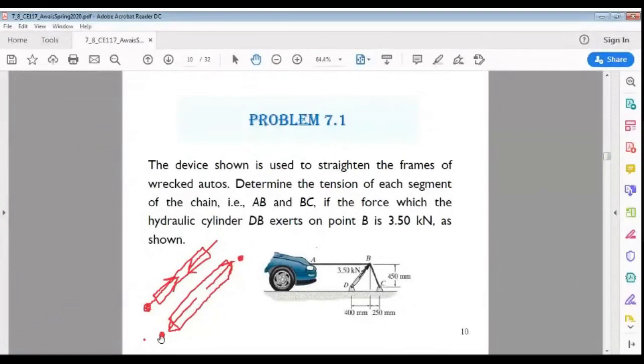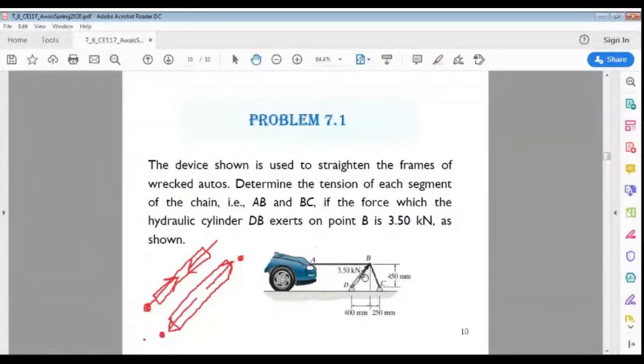So now you can see that the arrowheads of the two forces are away from each other. So in this case, this member is in compression. So we can readily see that the hydraulic cylinder in this particular example is in compression because it is trying to push the point B.